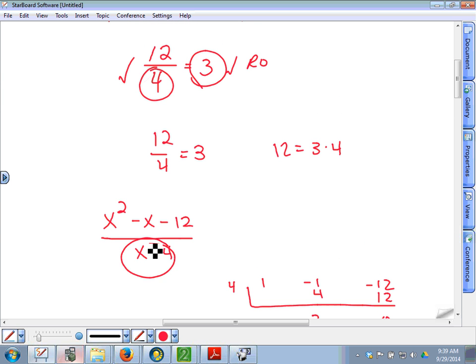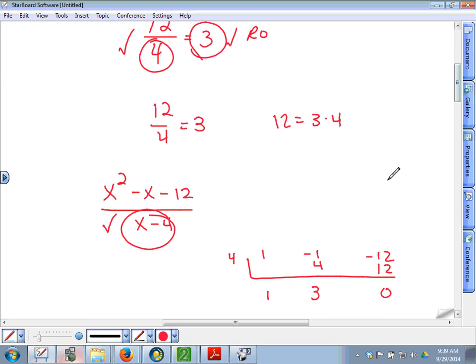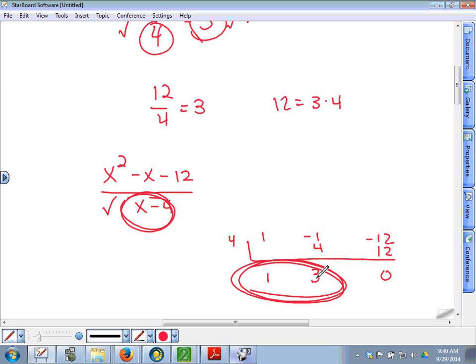Did I prove that this was a factor? Yes, because I got a remainder of 0. But didn't this also give me another factor? We know that x minus 4 is a factor, but what's the other factor? What does that 1 and that 3 really represent? Well, this is what we divided it by. But wouldn't this be the result of the division?